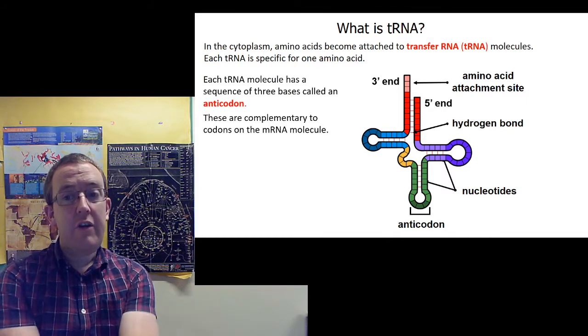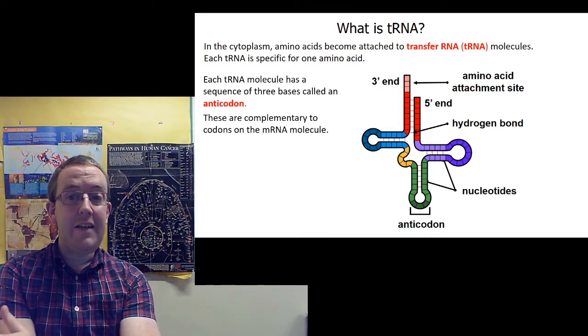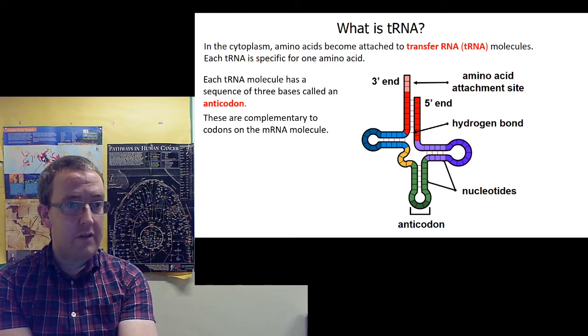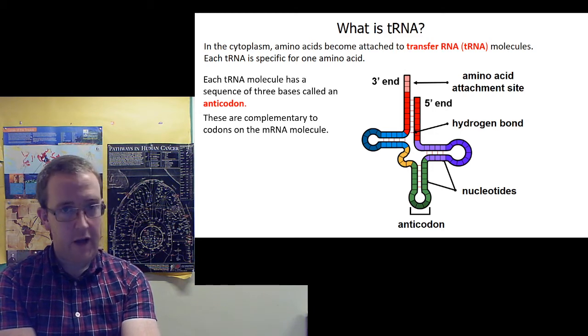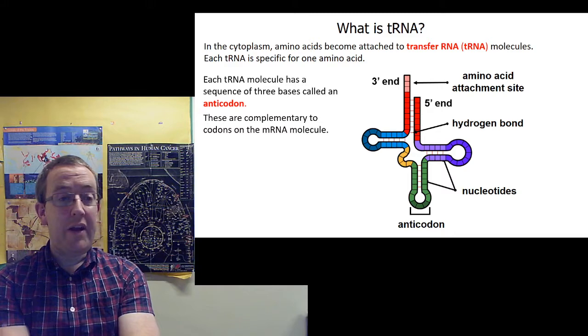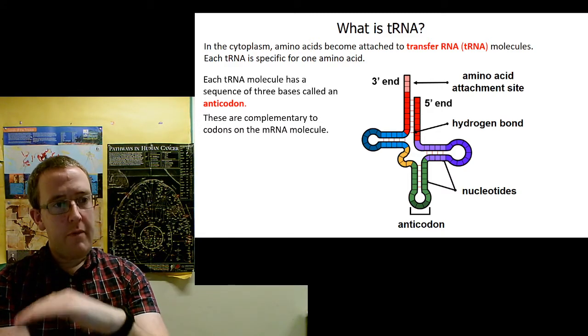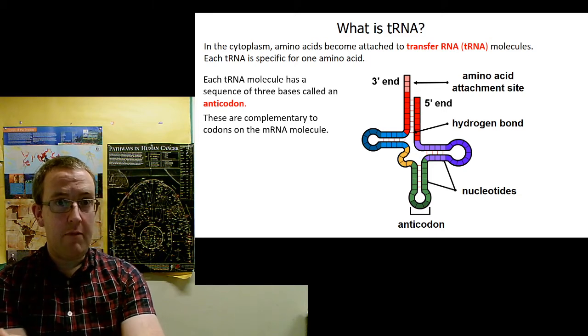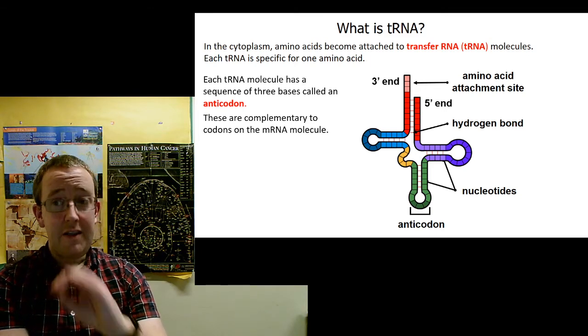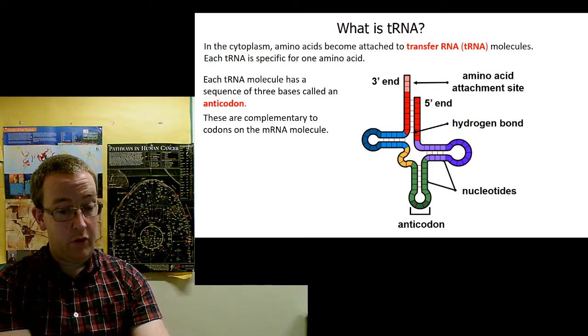So each tRNA has got this thing on it called an anticodon. Now that's not your mum's northern sister called codon. Okay, for the accent fans out there. It basically means the opposite to a codon, okay? They're complementary to the codons on the RNA molecule, right? So these literally act as adapter molecules.